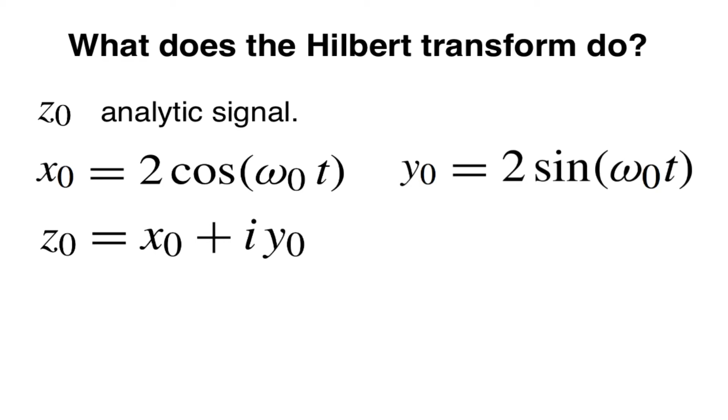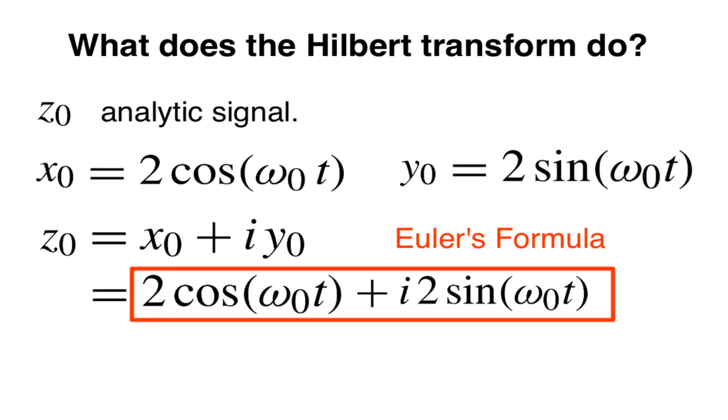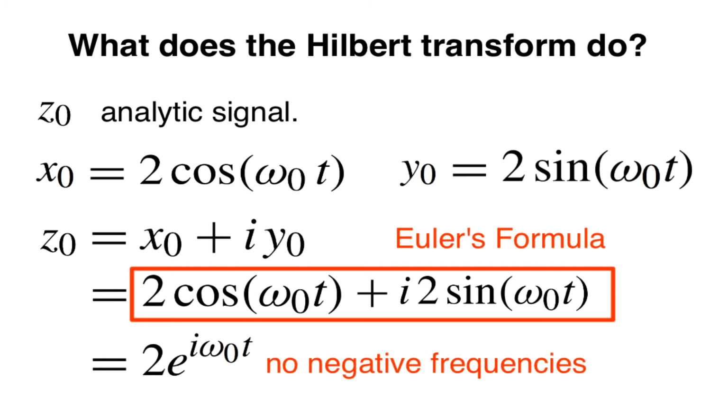And if we plug in the results that we found for each of these two signals, X0 is 2 times the cosine of omega naught t, plus i times Y0, which we found was 2 times the sine of omega naught t. If we then use Euler's formula to combine these two sinusoids, we'll find that it's equal to 2 times e to the i omega naught t. Now notice what happens here. This analytic signal, Z0, contains no negative frequencies.